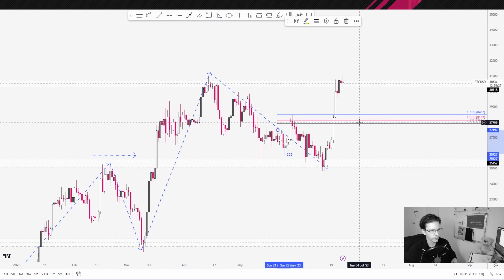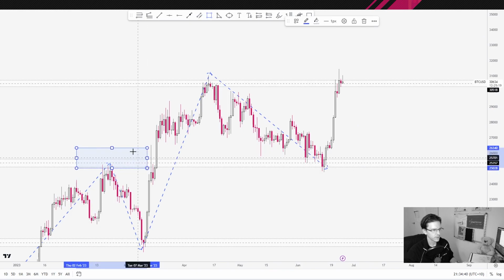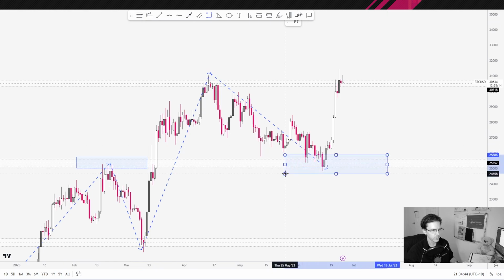Now get rid of this too, right? So where would you look for entries? Well, as I said, I think it was a couple of weeks ago, previous resistance right here becomes new support. Again, this is in the training as well.